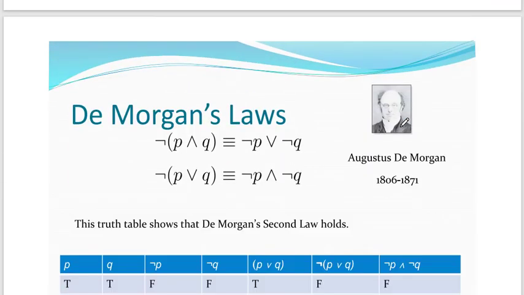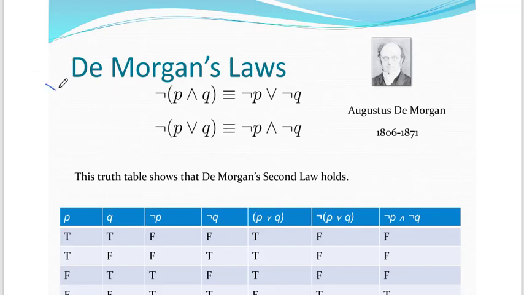Now let's start with the most important subtopic, De Morgan's law. What is De Morgan's law? The negation of P and Q is logically equivalent to negation P or negation Q. Here you can see that AND will become OR. Also, the negation of P or Q is negation P and negation Q, where OR will become AND.